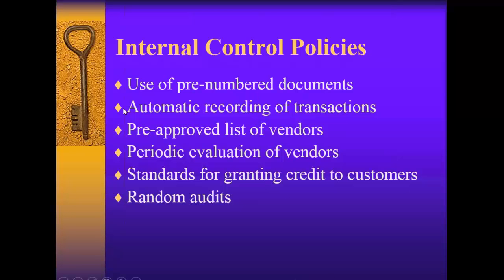Automatic recording of transactions, exactly, potential theft is absolutely a critical issue. So pre-numbered documents in terms of purchasing, receiving, vouching, all these things are critical, because what we're looking for is that missing number, and that missing number will or may, doesn't necessarily mean that it will, but it may be the key to uncovering some fraud. Automatic recording of transactions: the more automated the system, the better, assuming you have controls over the system.